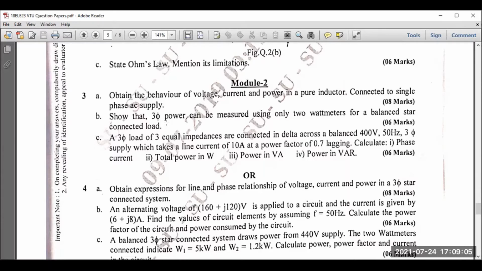For the remaining marks, you have to mention what W1 and W2 are, and what is the overall expression for the power. If you have to calculate W1 plus W2, what is the value of W1 plus W2? If you complete that, you will be getting 6 marks.